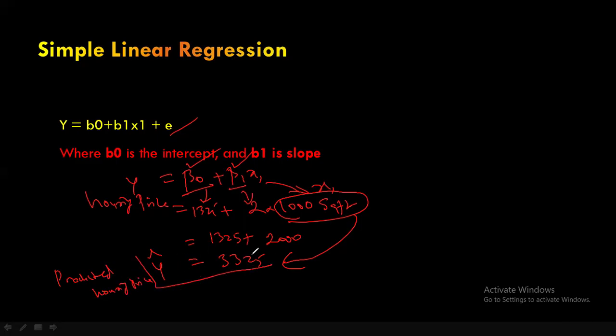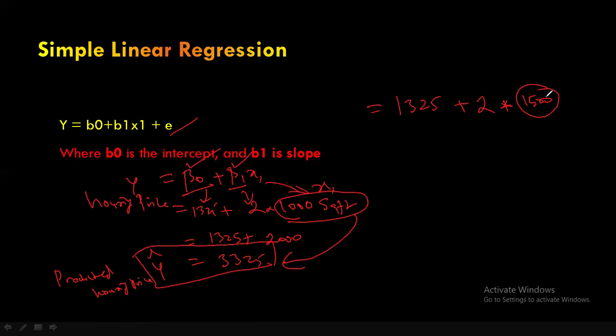So this is the predicted housing price. Got it? Okay, now if I ask you a question, let's say the beta naught value is 1325, and the beta 1 value is 2, and here the x1, right? This is multiplication, not x. If I ask you, what is the estimated housing price for the house which has a size of 1500 square feet? What will be your answer?